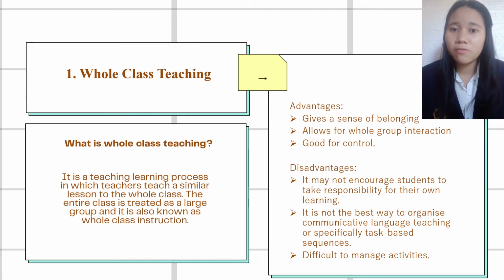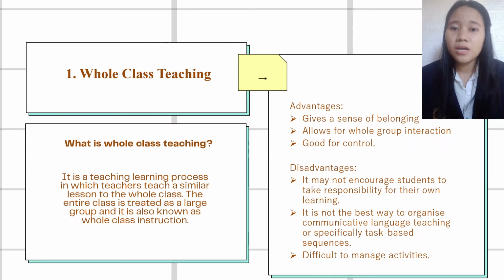It is much easier for students to share an emotion such as happiness or amusement in a whole class setting. And secondly, allow for whole group interaction. And the last, good for control. It is suitable for activities where the teacher is acting as a controller. It is especially good for giving explanation and instruction, where smaller groups would mean having to do this more than once.